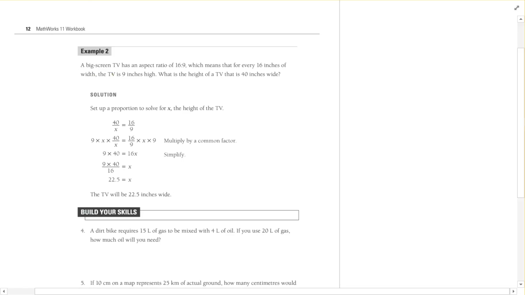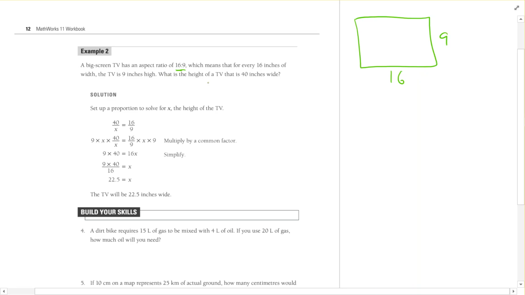So it says a big screen TV has an aspect ratio. So just off the bat here, aspect ratio, what that means is that this would be 16 by 9. So your TV, right? When you choose the aspect ratio of 16 by 9 in your TV, it's making a box like that that you can see. All right, so that's the aspect ratio, which means that for every 16 inches of width, the TV is 9 inches high. It's kind of like I've drawn there.